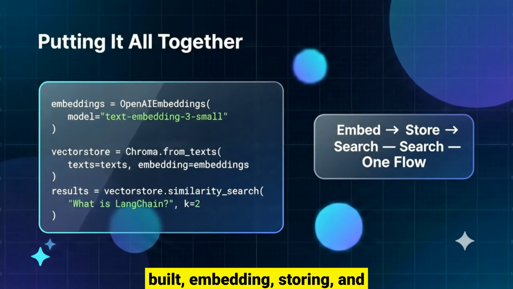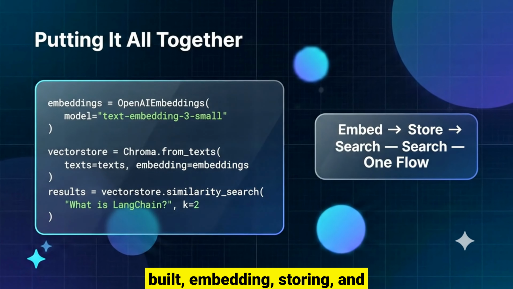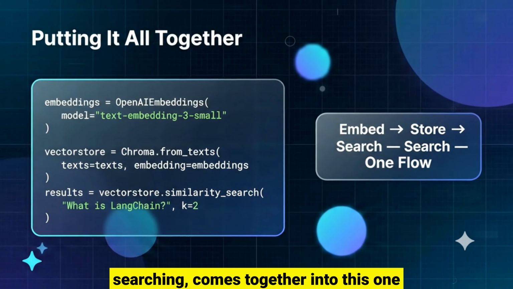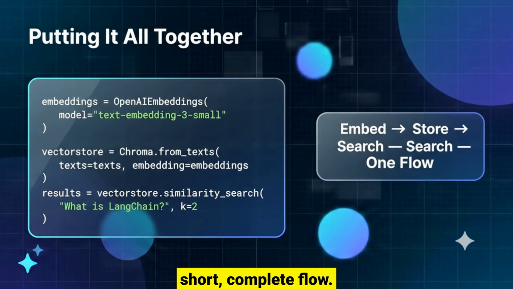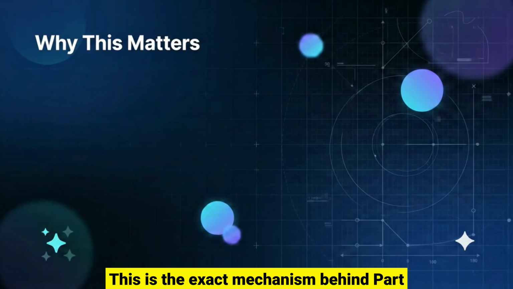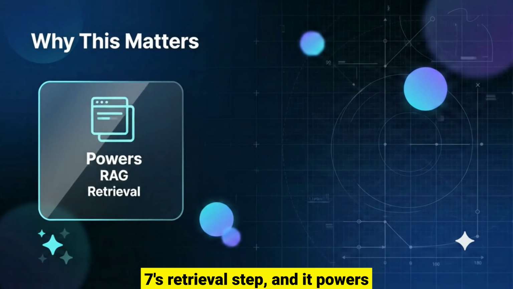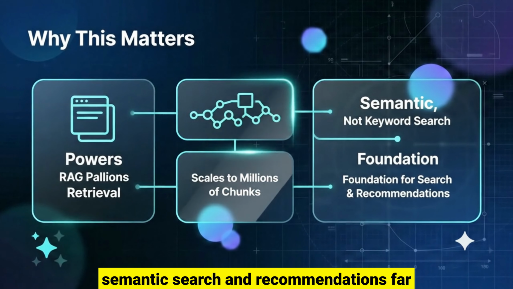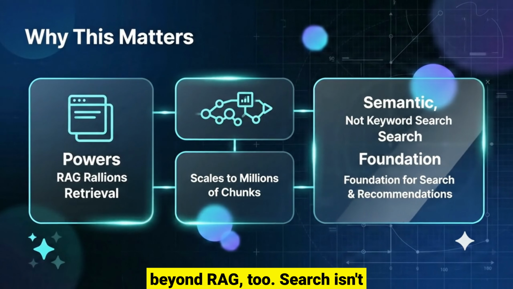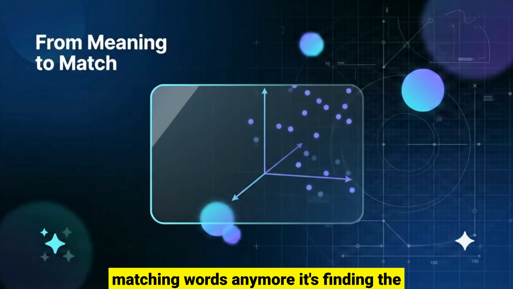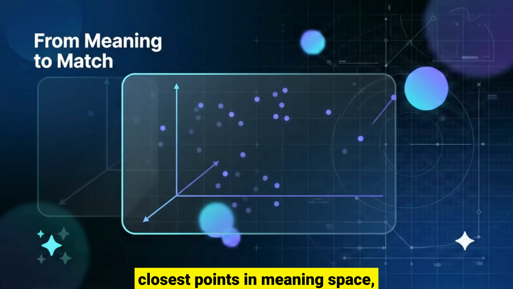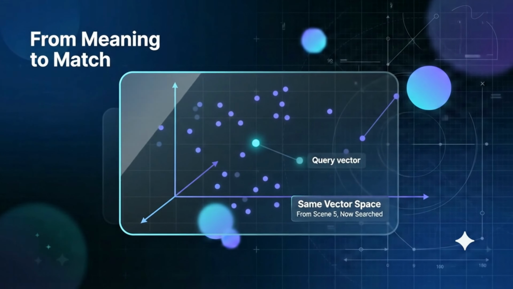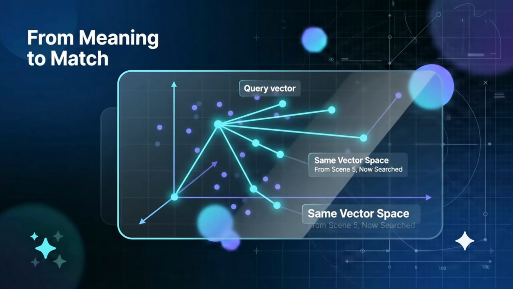Every piece we just built, embedding, storing, and searching, comes together into this one short, complete flow. This is the exact mechanism behind Part 7's retrieval step. And it powers semantic search and recommendations far beyond RAG, too. Search isn't matching words anymore. It's finding the closest points in meaning space, exactly like we saw a moment ago.